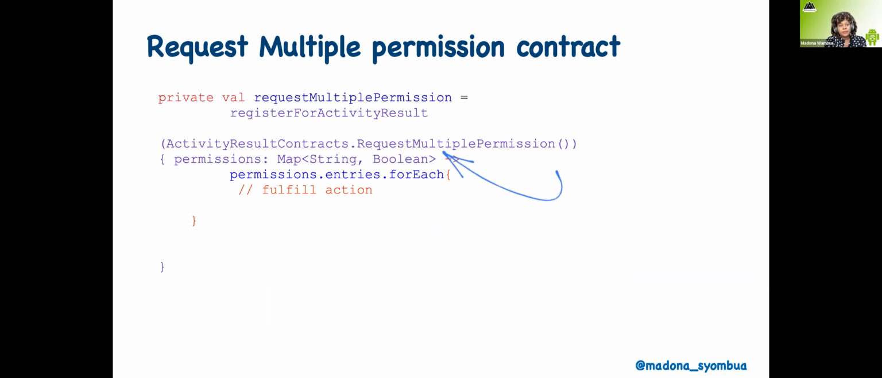An example of the request multiple permissions contract. As you can see here, I have my requestMultiplePermissions, which has registerForActivityResult, and inside it has the contract that we're provided with, with the particular method, request multiple permissions. And then you can use this where you want.